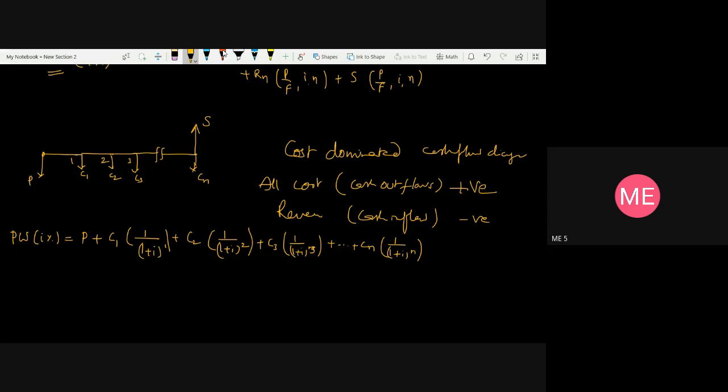And by looking at the salvage value S, it will become negative here. This is very important. S will become negative here. So minus S into 1 by (1 plus i) whole to the power of n.